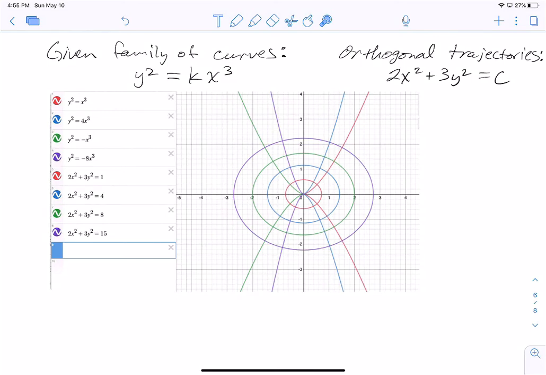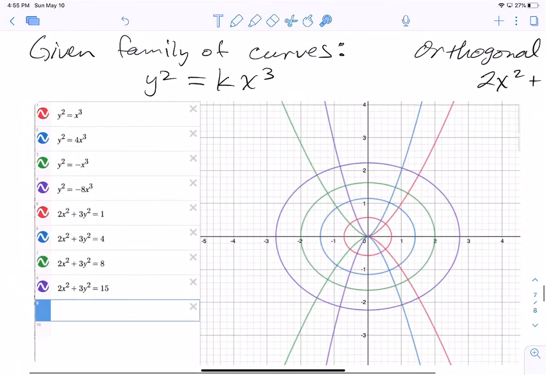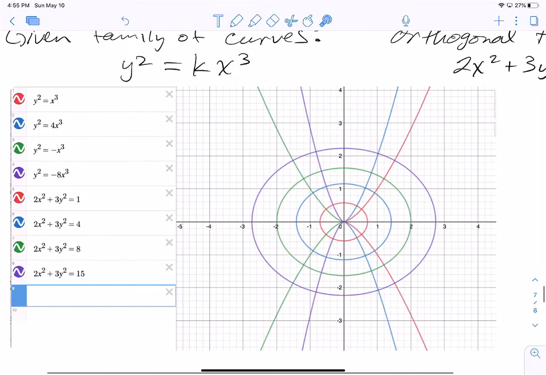Now, let's see what we just did. I have here some graphs. Our given family of curves, remember, was y squared equals kx cubed. Our orthogonal trajectories are given by 2x squared plus 3y squared equals c. Those are a bunch of ellipses. And here's what we have. I graphed the original family of curves for various values of k: y squared equals x cubed, y squared equals 4x cubed, y squared equals negative x cubed, and y squared equals negative 8x cubed, just to give us an idea of what those look like.